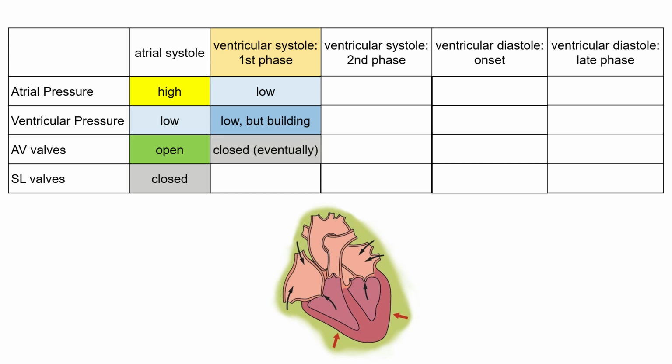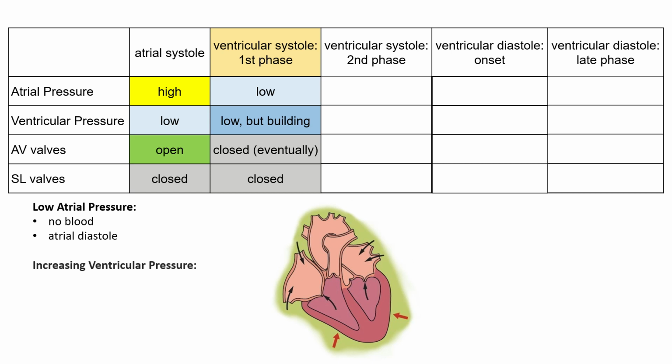Our AV valves are essentially going to be closed, and I'm going to explain why I put "eventually" there, and the semilunar valves are going to be closed. So let's see, why do we have low atrial pressure? Well, in the previous phase, we emptied the atria of blood, so there's no blood in the atria at this point. The other reason why we have low atrial pressure is because the atria are in diastole. They're relaxed, so not creating any pressure there.